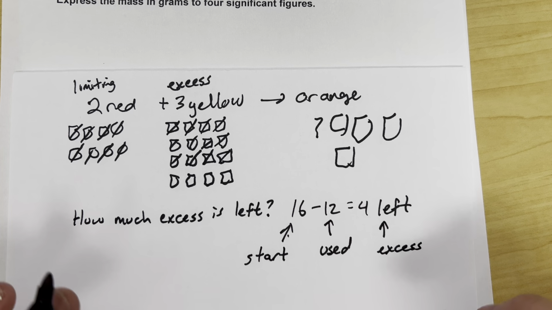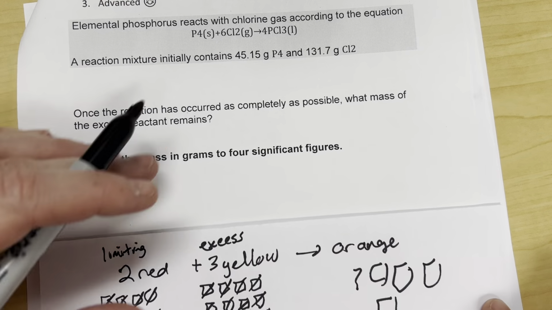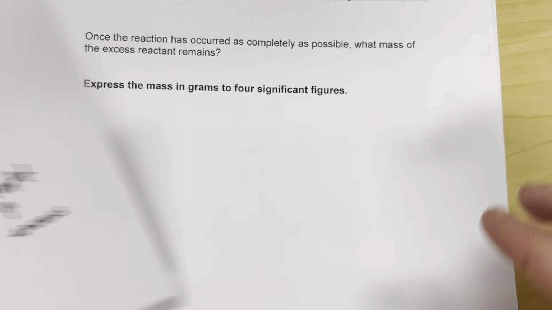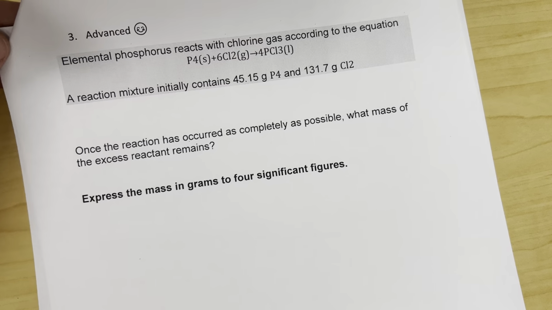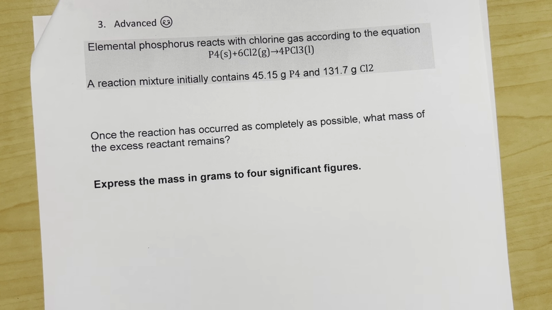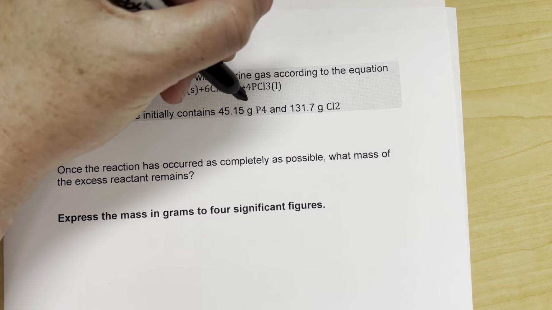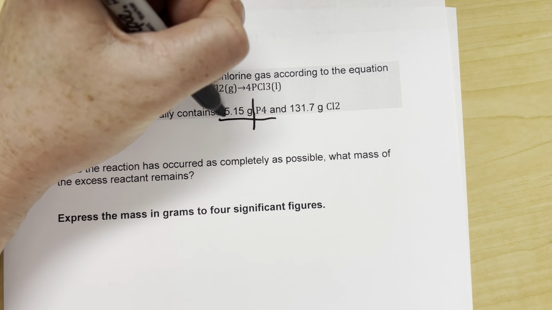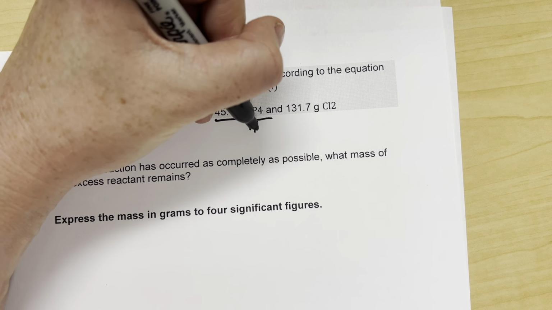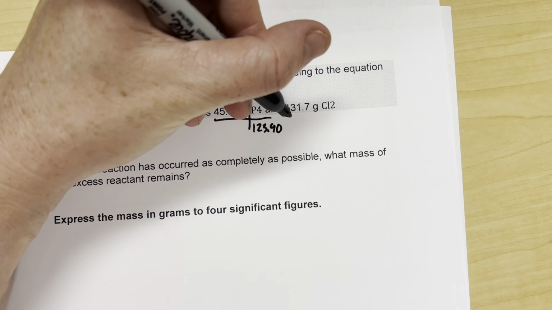We're about to use this exact same idea in this problem right here. Okay, so let's go ahead and do it. First, we have lots of changing grams into mole, and we can do that. So this first one has a molar mass. If you take phosphorus and multiply it by 4, P4 has a mass of 123.90 grams per mole.